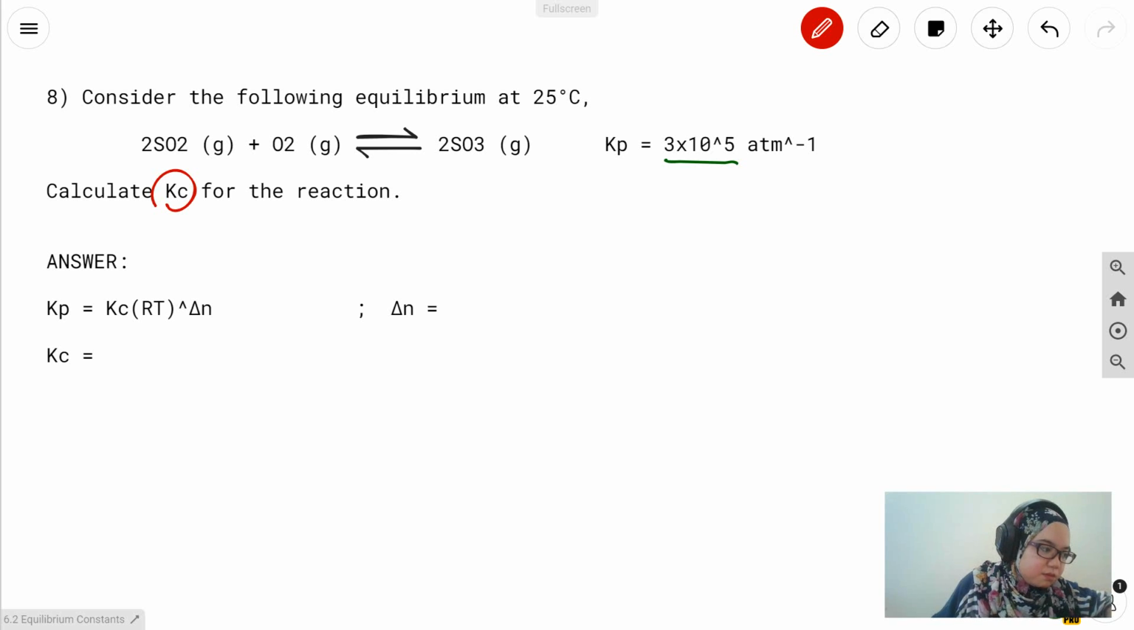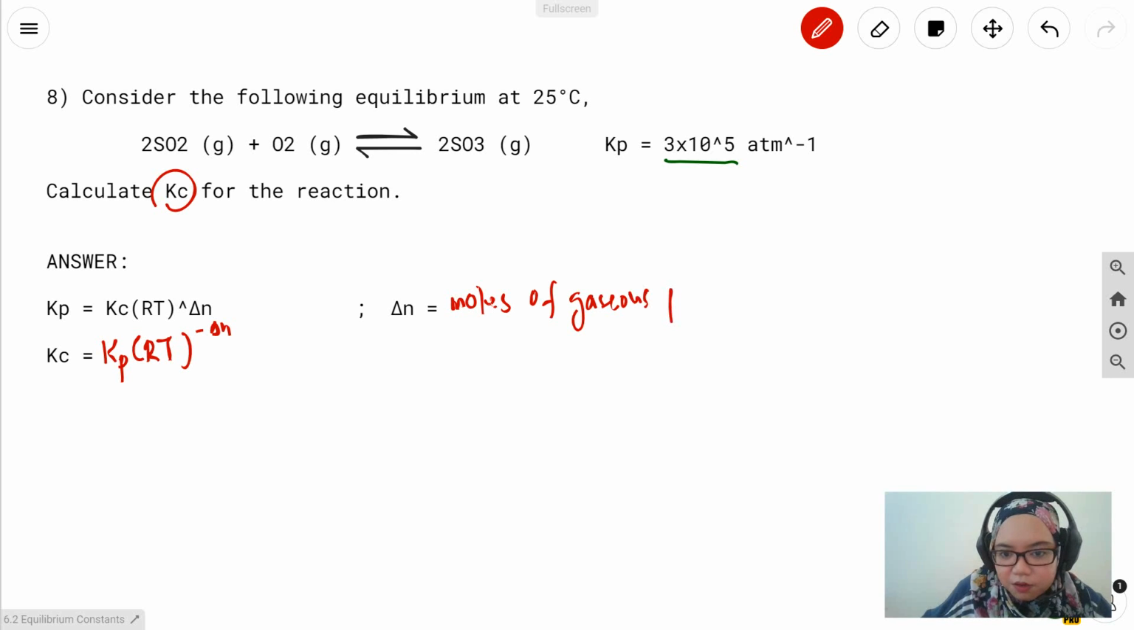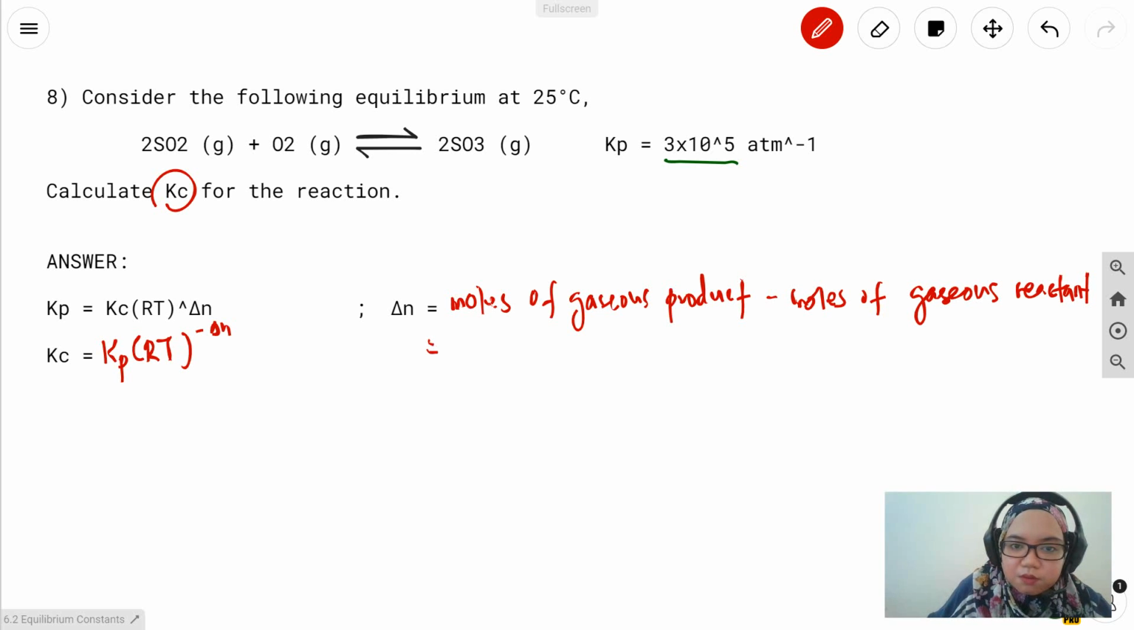So, when we move it over, Kc is equal to Kp over RT to the power of delta N. We will get it like this: Kc equals Kp RT to the power of negative delta N. Right? Because it was brought down, so it must be negative. So, we know that delta N is equal to moles of gaseous products minus moles of gaseous reactants. So, moles of gaseous products is 2 here, right? Minus gaseous reactants, 2 plus 1. So, it's equal to 2 minus 3, so equal to negative 1.